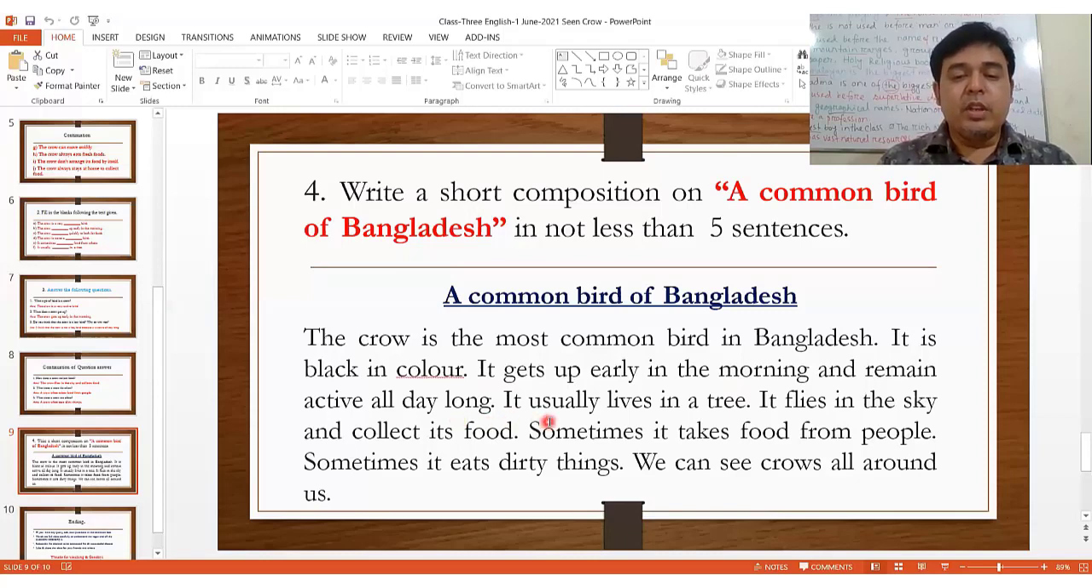It usually lives in a tree. It flies in the sky and collects its food. Sometimes it takes food from people. Sometimes it eats dirty things. We can see crows all around us.